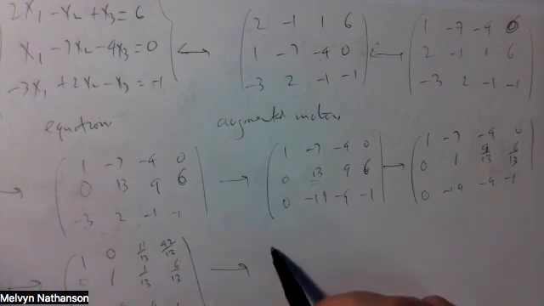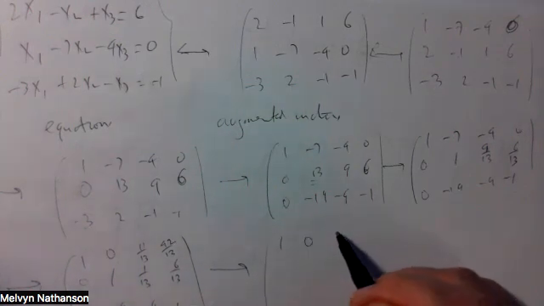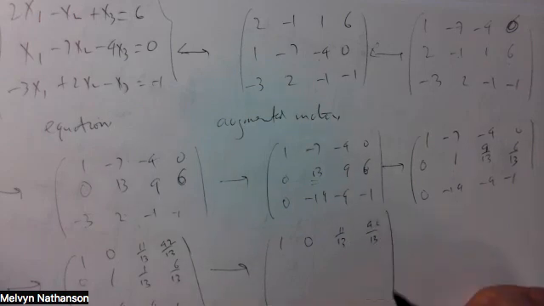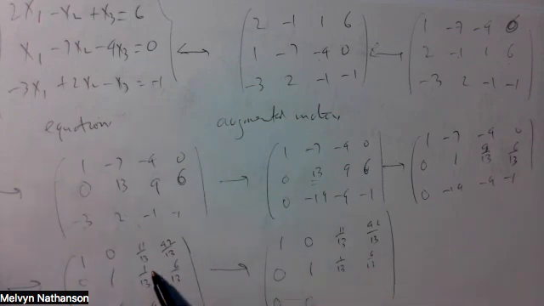Then I want to get a 0 there. So I'm not changing the first row, and I'm not changing the second row yet. But I add 19 times the second row to the third row. 0 plus 0 is 0. 19 minus 19 is 0. 19 over 13 minus 9.